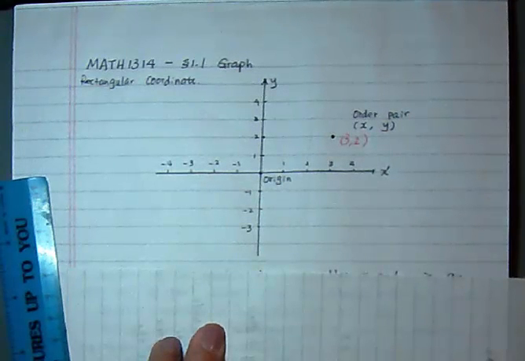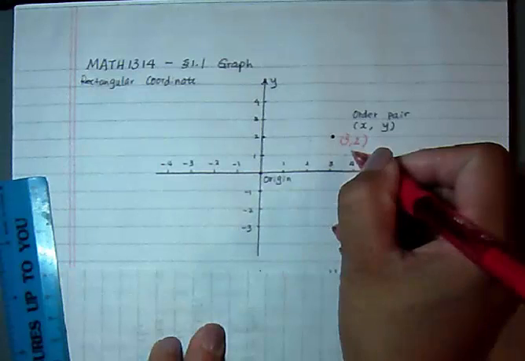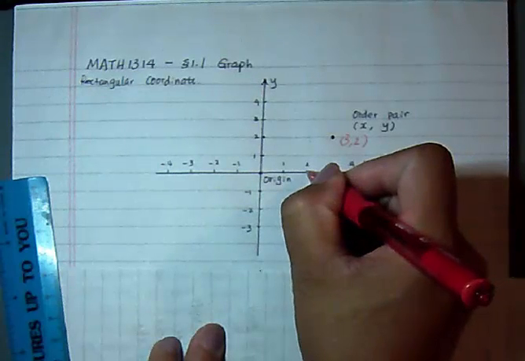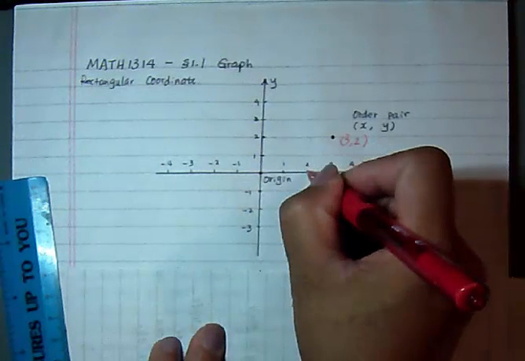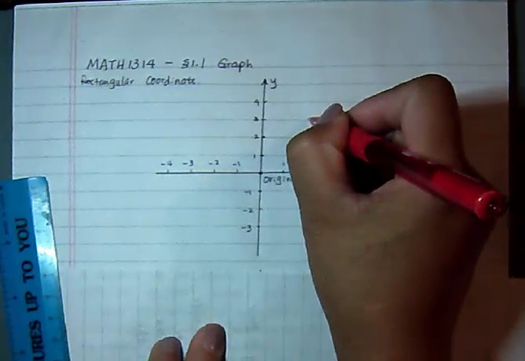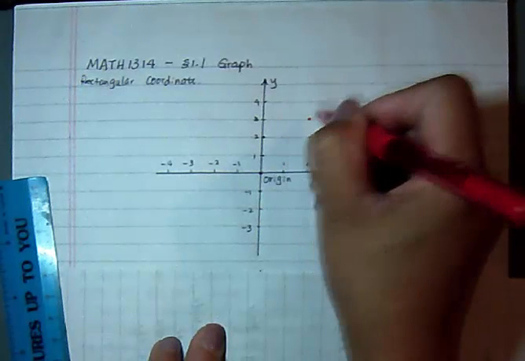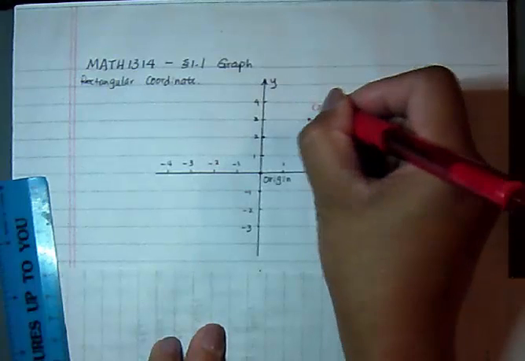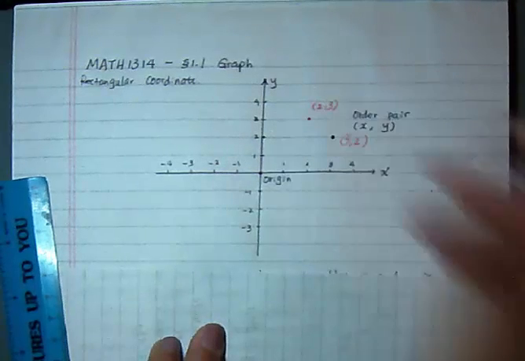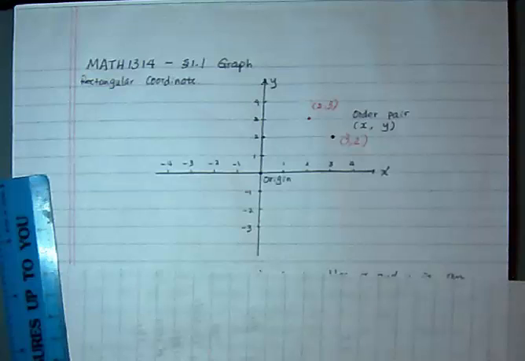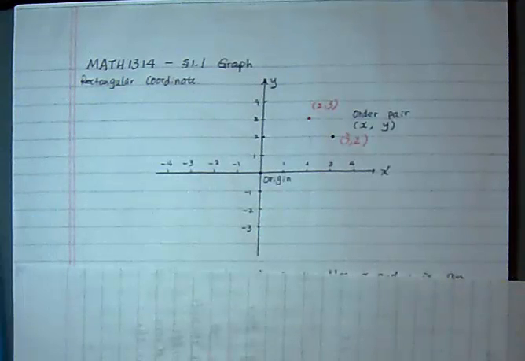This is an ordered pair, which is very important. If I wanted to say (2, 3), where is (2, 3)? Well, 2 would be 2 from the origin horizontally, and 3 would be 3 from 0 vertically. So that is (2, 3). They are completely different points, so the order is very important.